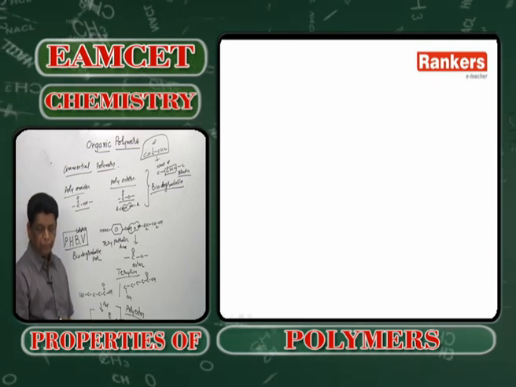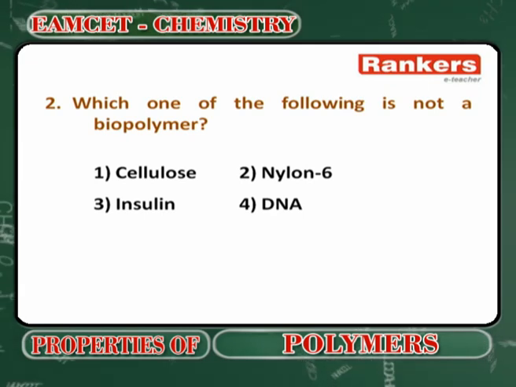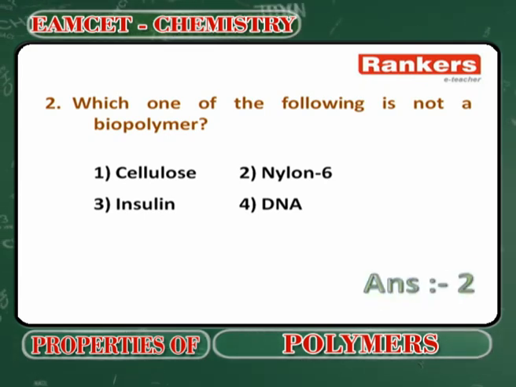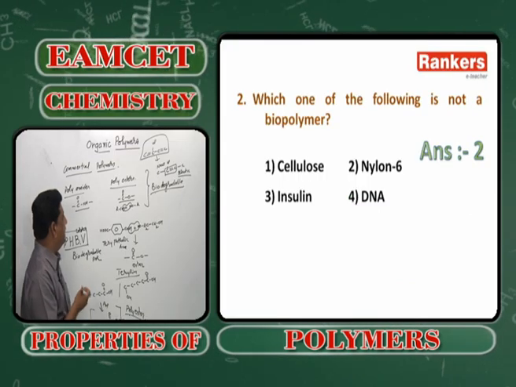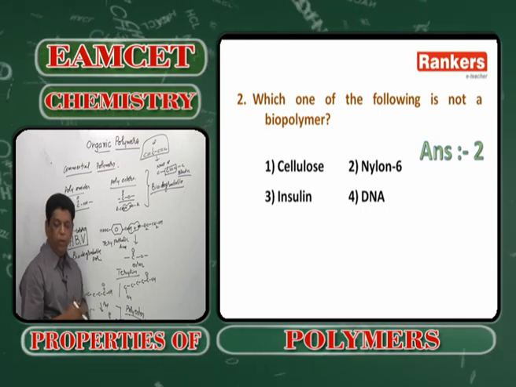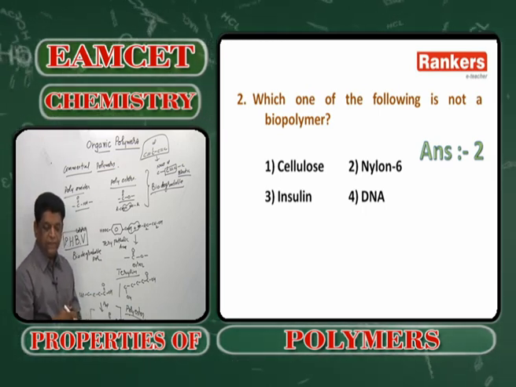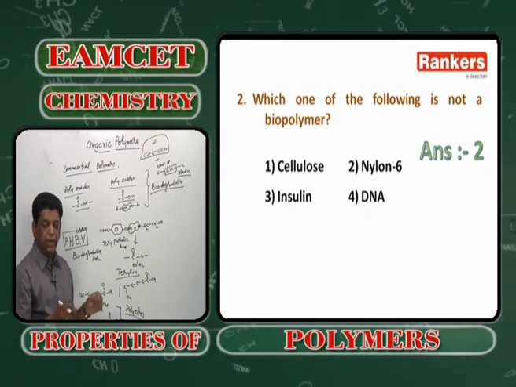Next. Which one of the following is not a biopolymer? Biopolymers are also called natural polymers. Now, you have to identify the synthetic polymer. Cellulose is a biopolymer. Nylon 6 is a man-made one. I said it is prepared from the amino carboxylic acid, nylon 6. Insulin is a polymer made up of proteins.